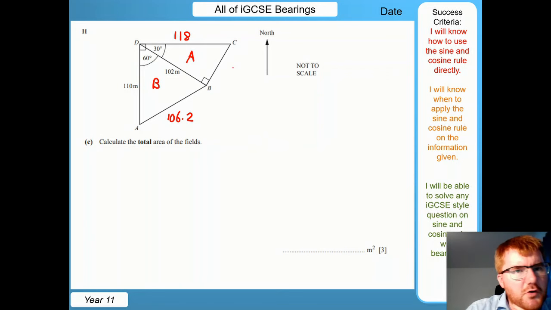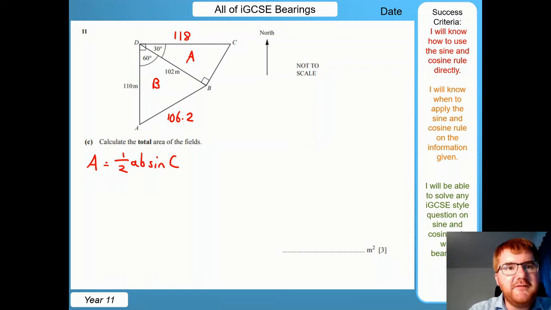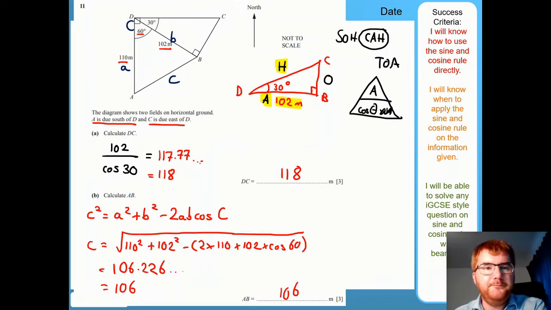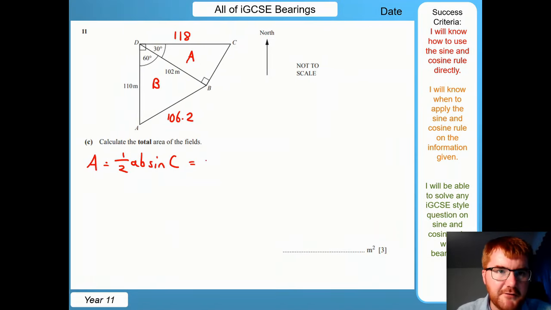Now, triangle A, we don't quite have all the information we need. In order to use half base times height, we'd need to work out this side. However, we can just use the general formula for the area of a triangle, which is something you need to know, a half ab sine C. And notice we've actually got all the sides required here to do that calculation. So we can do that here, and we've got 117.77. So I'm going to use the unrounded version here.